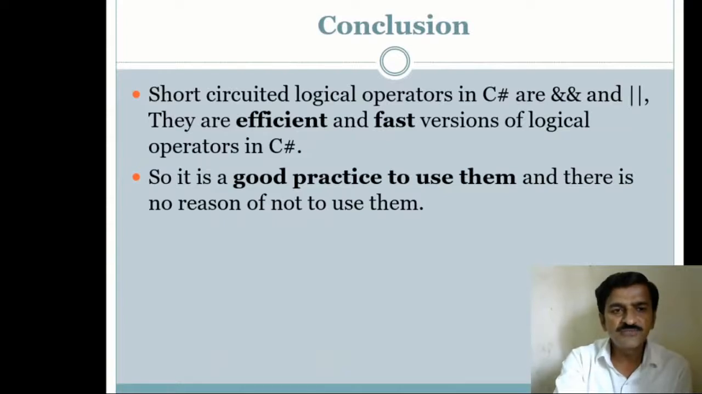So what is the conclusion of this session? The short circuited logical operators in C# are double AND and double OR. They are efficient and fast versions of the logical operators in C#. So it is good practice to use them, and there is no reason not to use them in programs. So hope you understand. Thank you.